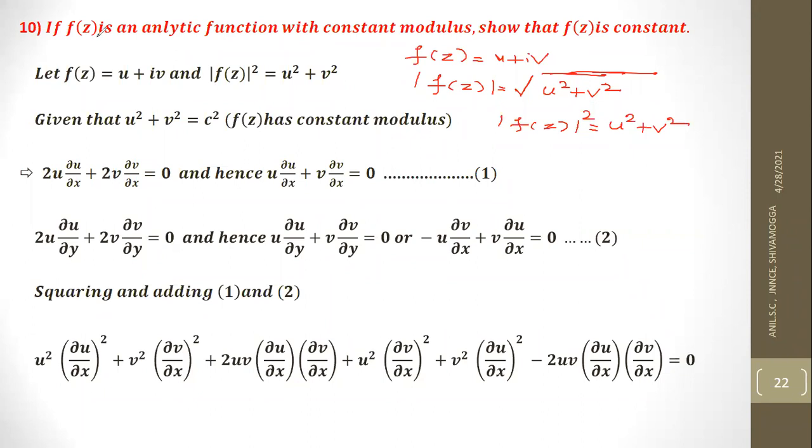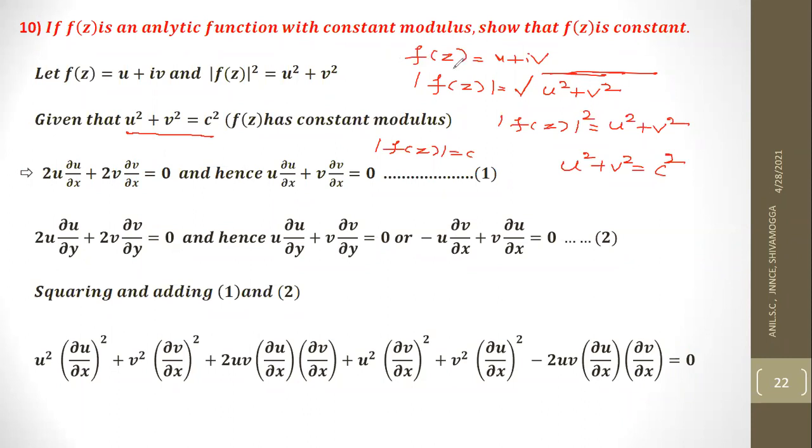And it is given that f of z is an analytic function with constant modulus. That means modulus of f of z is equal to c. Constant modulus means mod f of z is equal to c. Therefore, u square plus v square is equal to mod f of z whole square, which is c square. That's what I have written here. u square plus v square is equal to c square.